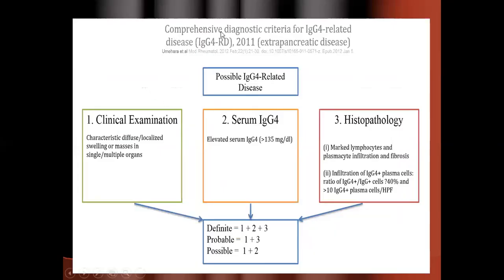For example, this is a comprehensive diagnostic criteria by the Japanese. If you have a suspected case from clinical picture, clinical examination, characteristic diffuse or localized swelling or masses in single or multiple organs. The second criterion, serum IgG4 more than 135. Histopathology, you found the characteristic features we mentioned before, marked lymphocyte and plasmacyte infiltration, storiform fibrosis, and a ratio of IgG4 plasma cells to total IgG plasma cells of more than 40%.